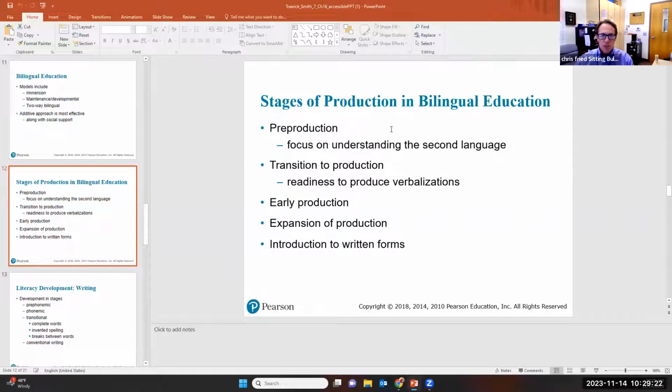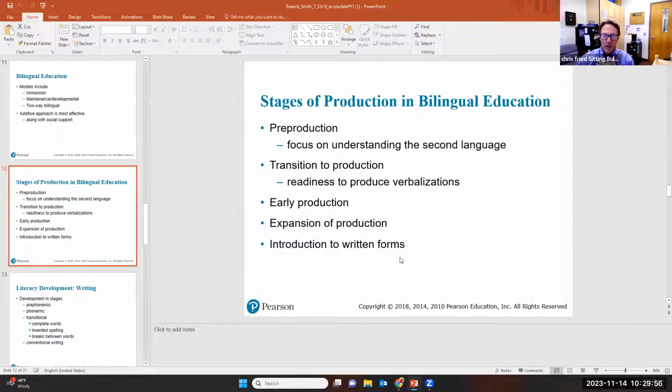Okay, production, or the stages in bilingual education. Pre-production, focusing on the understanding of that second language. Then the transition to production, the readiness to produce sounds and verbalizations and words and sentences. Early production, expansion of production, introduction to written forms. So as you're going through here, you're producing these sounds and verbalizations, you're understanding some words, you're connecting those words, you're making sentences, you're visiting with people, and then you're introduced to the written form.